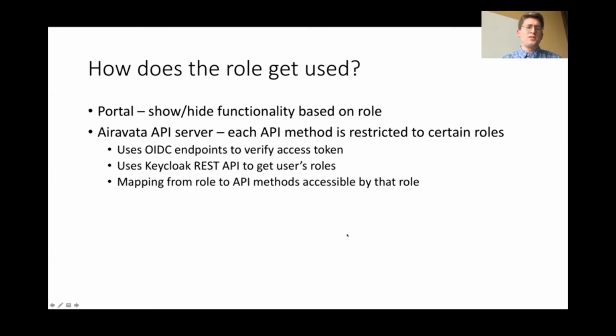And once that role is assigned, then I have access to things within the gateway. So this role gets used on the front end by the web portal to hide and show functionality based upon your role. So we don't show admin capabilities to non-admin users. But then it also gets used by the API server, just like I was discussing on the diagram a few slides back.